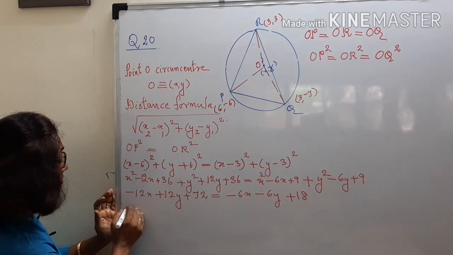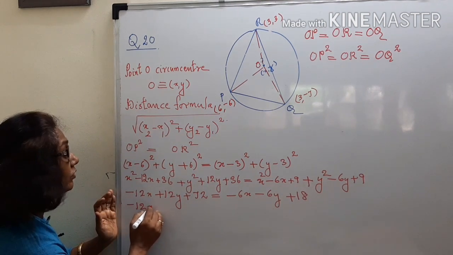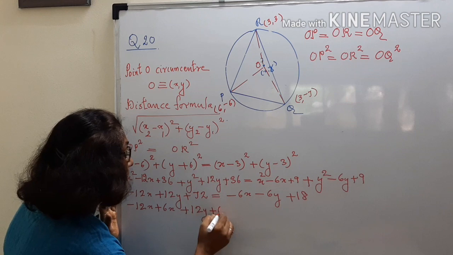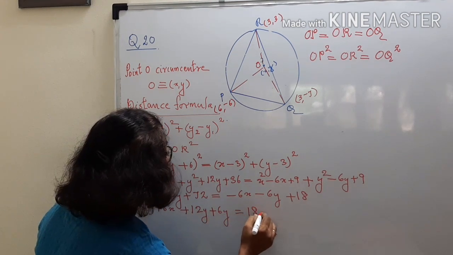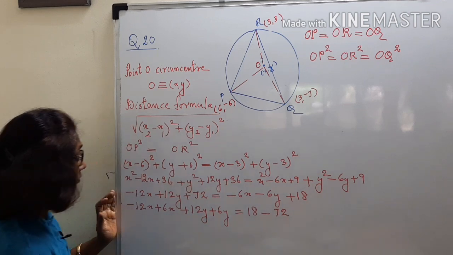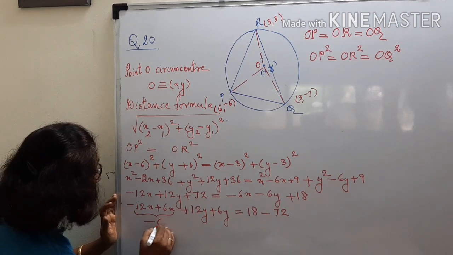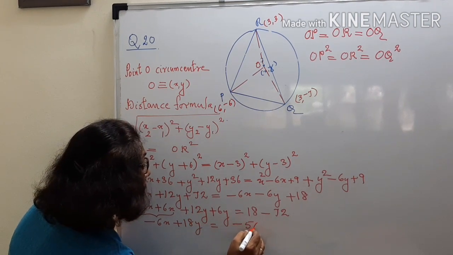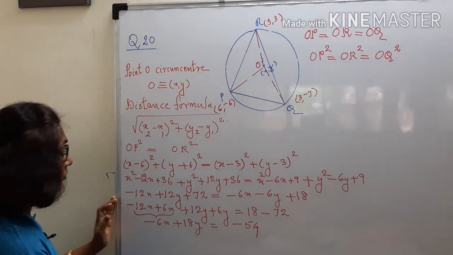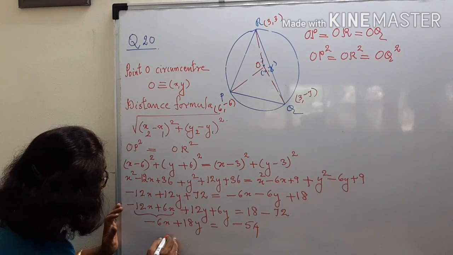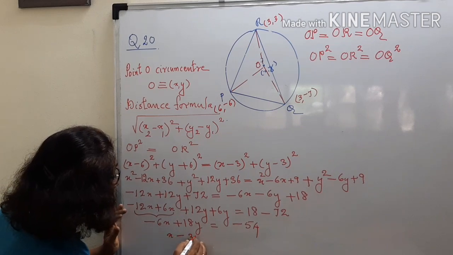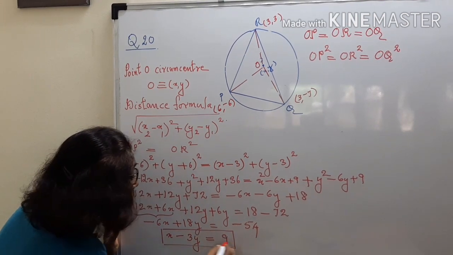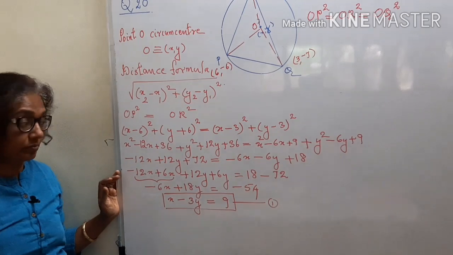Bring the variables on one side. So, negative 12x plus 6x plus 12y plus 6y is equal to 18 minus 72. This is negative 6x plus 18y is equal to negative 54. Divide each of the terms by negative 6. So, we get x minus 3y is equal to 9. We get one simultaneous equation.